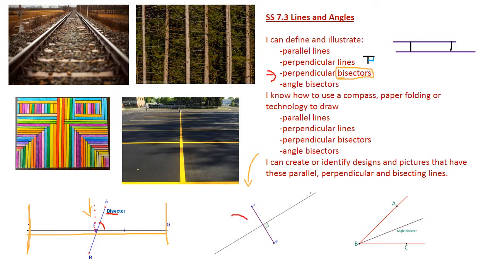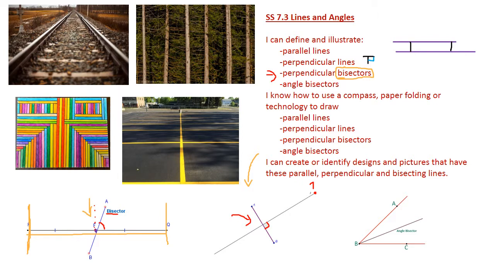In the next example, this purple line is a perpendicular bisector. Actually, we can't tell if it's exactly a bisector or not, but these are definitely perpendicular lines because it has the 90-degree angle mark right here. We can't tell if it's exactly in half because there are no endpoints on our line.